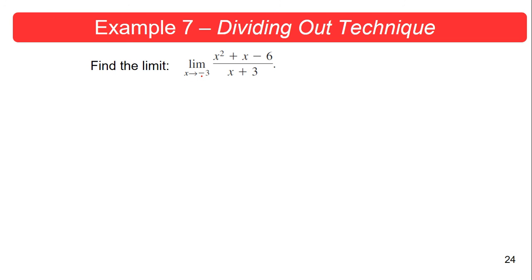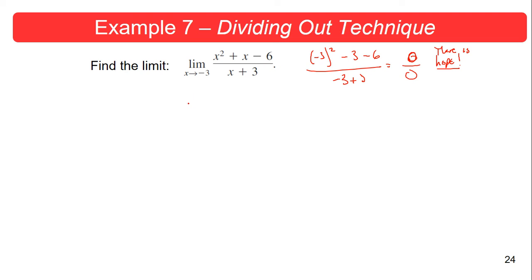Looking for common factors. Right now, if I tried to plug in -3, direct substitution, I have -3 squared minus 3 minus 6 over -3 plus 3. Well, here I have 9 minus 3 minus 6, which is 0 over 0, right? 0 over 0 means there's hope. Okay, there is hope. So we're going to go back and we're going to try to factor.